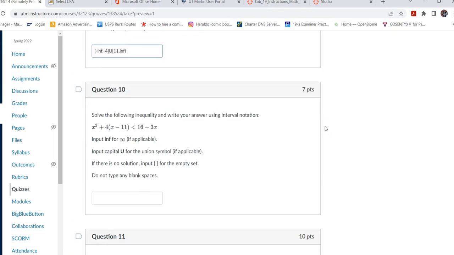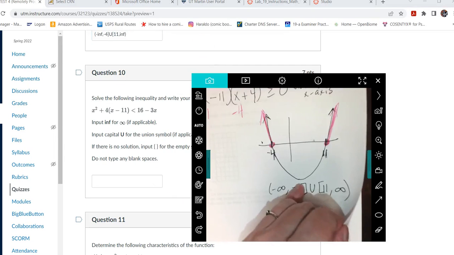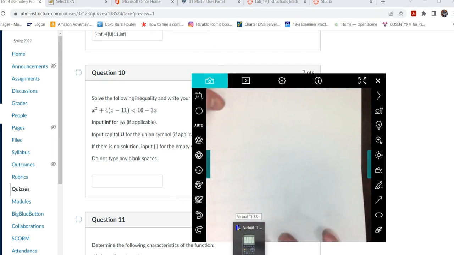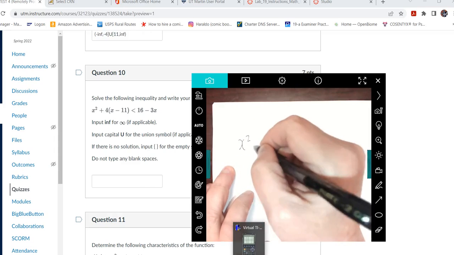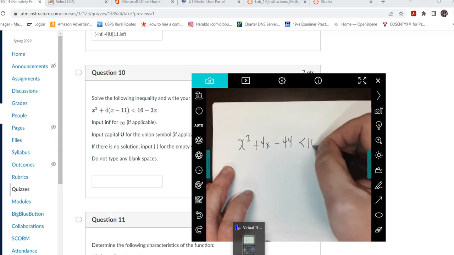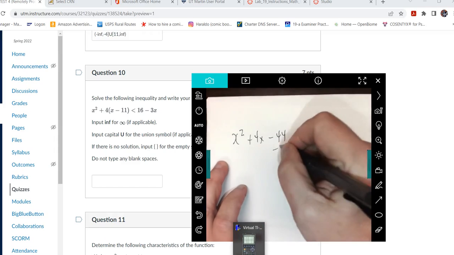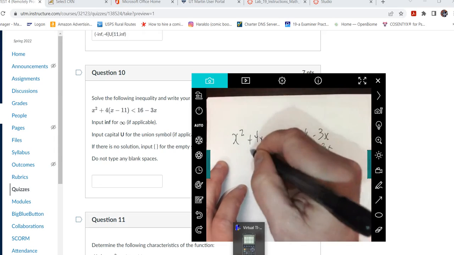Okay. Same thing here. So for that one, I'm going to distribute the 4 through, and I need to get 0 on the right. So I'm going to subtract 16 on both sides, and then I'm going to add 3x to both sides.